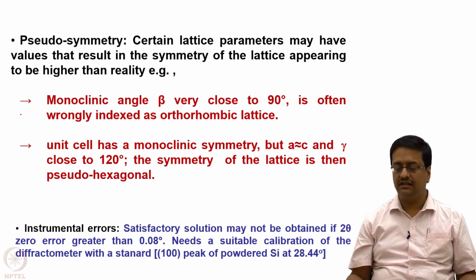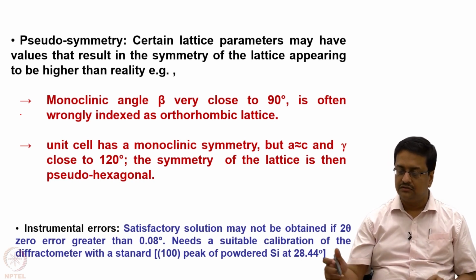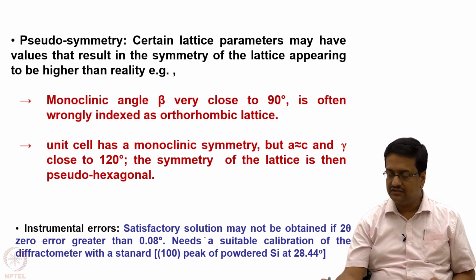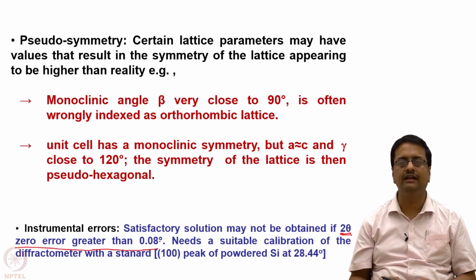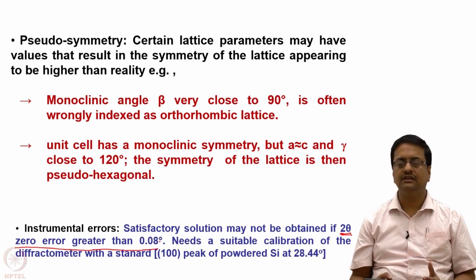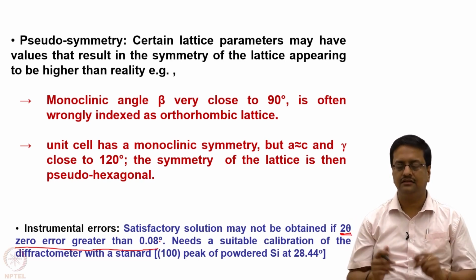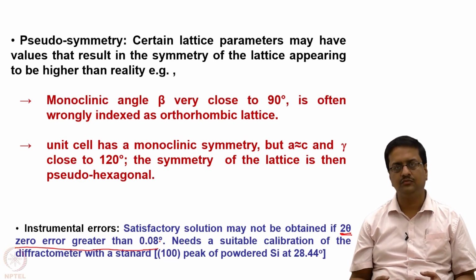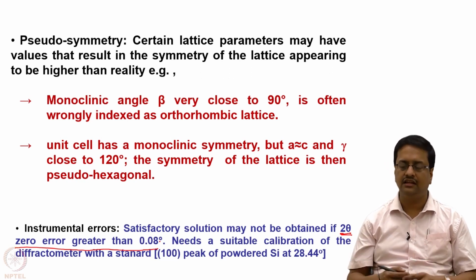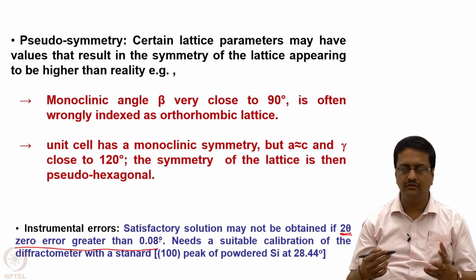There may be instrumental errors as well. So a satisfactory solution may not be obtained if there is a 2 theta zero error greater than about 0.08 degrees. So if there is any instrumental error in the system and every peak is deviated by about 0.1 degree, then the indexing software would fail.